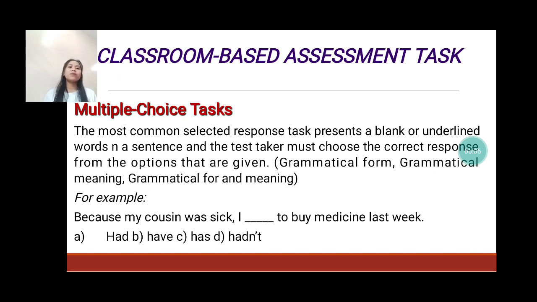So multiple choice task is the common selected response task. There are also some tasks like fill in the blank, where there is just a question or a phrase, and the most important part is the choices that the learners or takers can choose from.